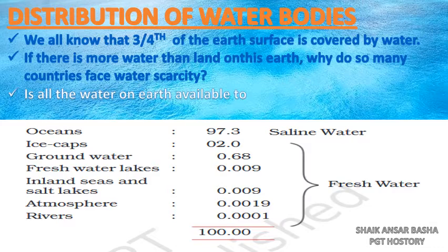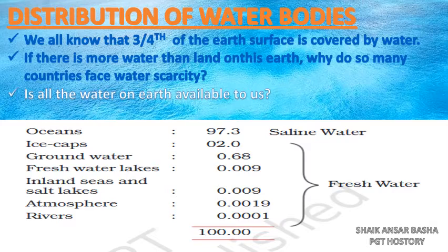Is all the water on the earth available to us? No, all the water is not available. Most of the water is going into the oceans and seas. If we divide the water, the largest percentage is found in the oceans, 97.3%, but it is saline water. It contains salinity, salt content. That's why we cannot use it for drinking purposes.